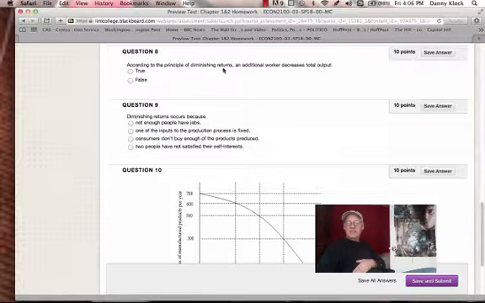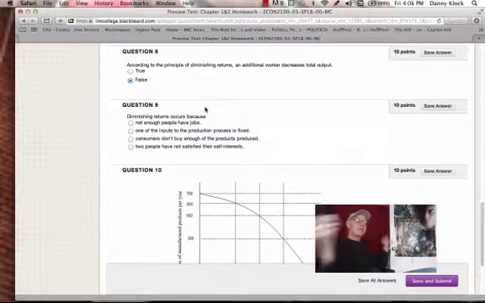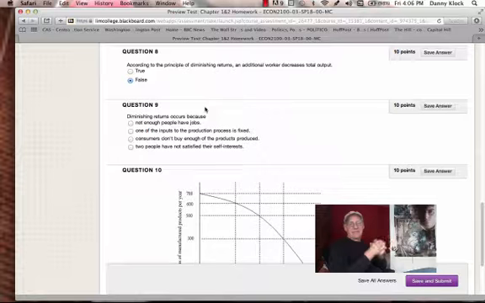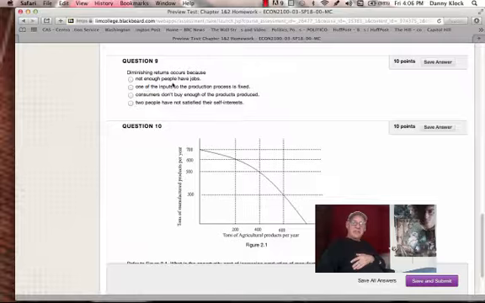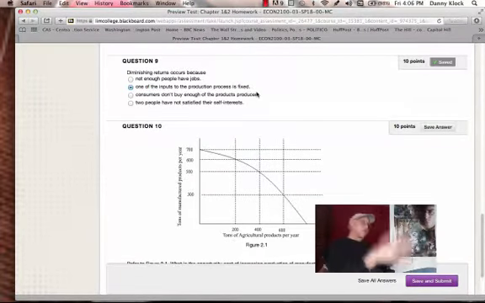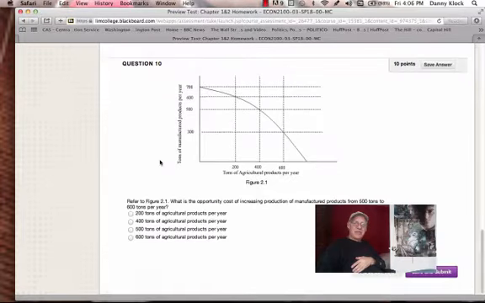According to the principle of diminishing returns, an additional worker decreases total output. No, that's false. It's decreasing the amount of additional output, but it doesn't decrease the total output. There's no negative output. Diminishing returns occurs because basically one of the inputs of production is fixed. And again, if I have people working in a room and I double the number of people in the room, the room stays the same size. That's the fixed part of that production. But my input of labor is doubled. So it has this diminishing returns effect, as we'll talk about some more.